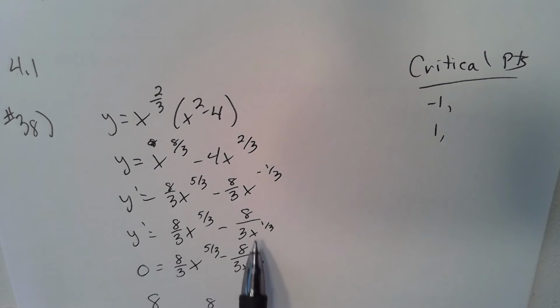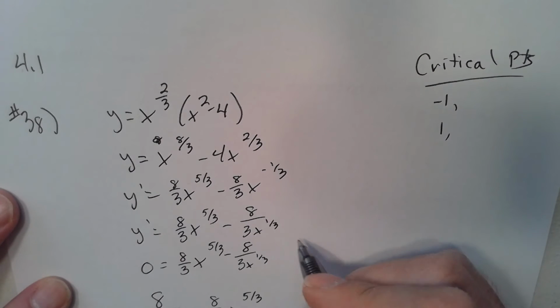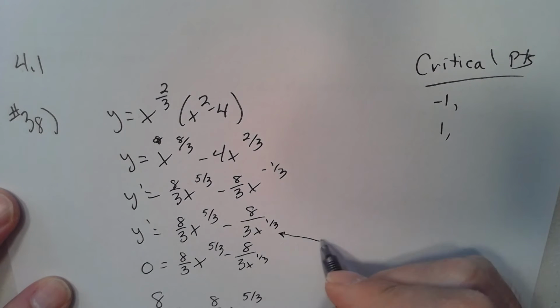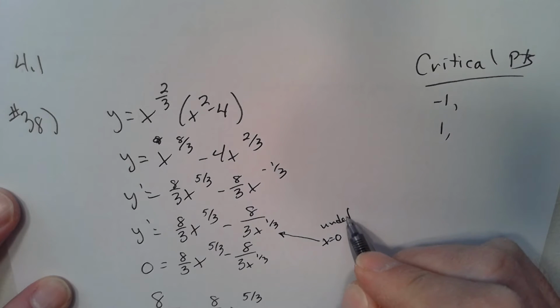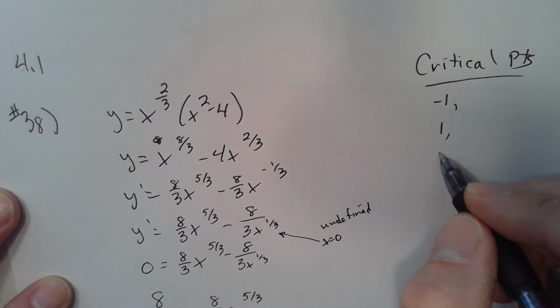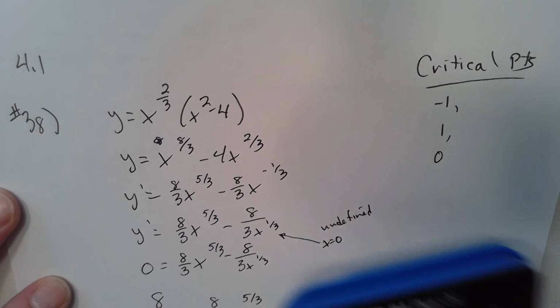Looking at the derivative here, what's going to make the bottom 0? Well, that's 0. It's undefined. So 0 is another potential extrema. Okay, so we have all of our x values. Now we can just look at the graph.